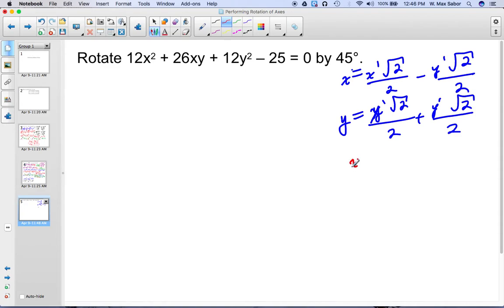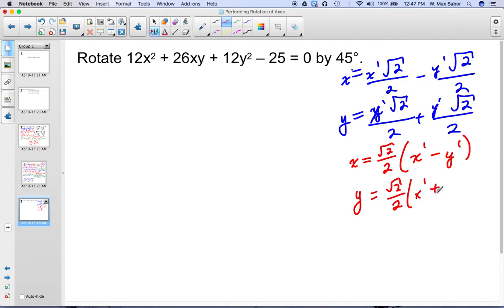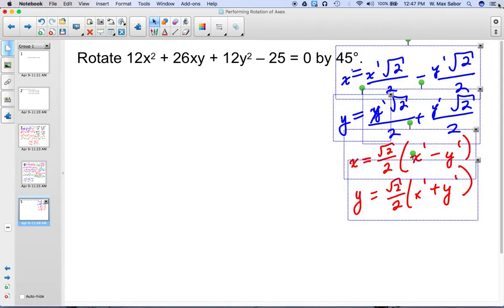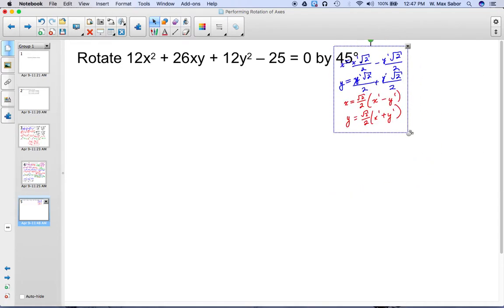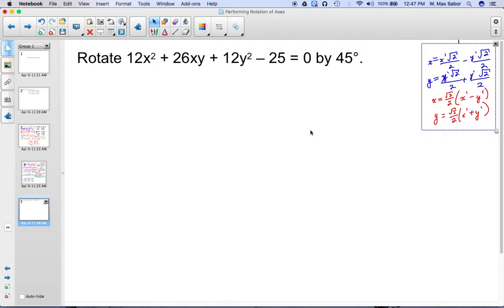So a trick that you can use is if things work out this neatly, you can write this as just square root of 2 over 2 times x prime minus y prime, and y is square root of 2 over 2 times x prime plus y prime. This will just make our lives a little bit smoother in terms of writing everything out. So when we perform this substitution, I want to be able to see these, but I don't want them getting in my way. So I'm going to make them small. And I'm going to replace x and y with their new definitions in red here.